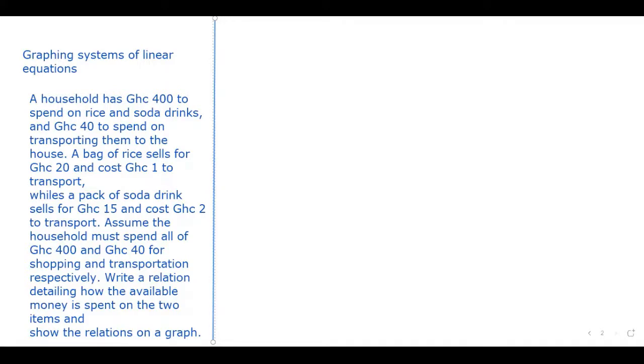But when you are having more than two decision variables, that is x1, x2, x3, you cannot use graphing systems to solve for the unknown variables. But if they are only two, you can use the graphing systems of linear equations. So let's look at how you are going to use the graphing systems of linear equations to solve for the value of x1 and x2. I think we are familiar with this type of problem.